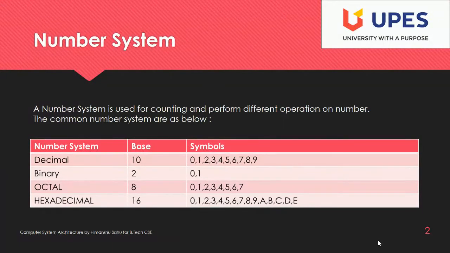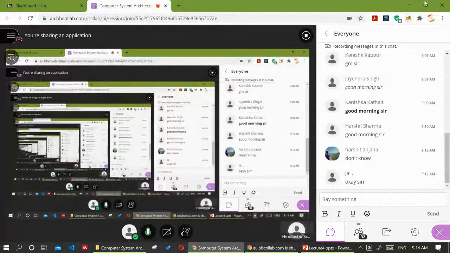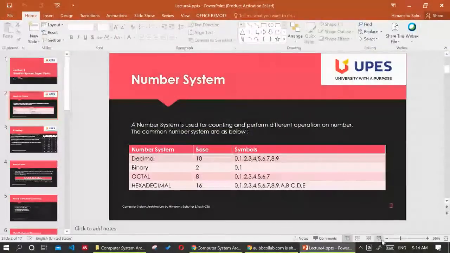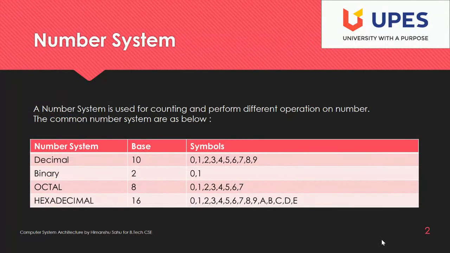So basically, the origin of the number system comes with the need of counting. When we have multiple entities, how do we count? Suppose in a lab we have multiple computers. How do we count? How do we use the numbers? So the numbers came from that, and from the numbers there is a representation mechanism. That representation mechanism is known as the number system. These are the common number systems: decimal, binary, octal, and hexadecimal.